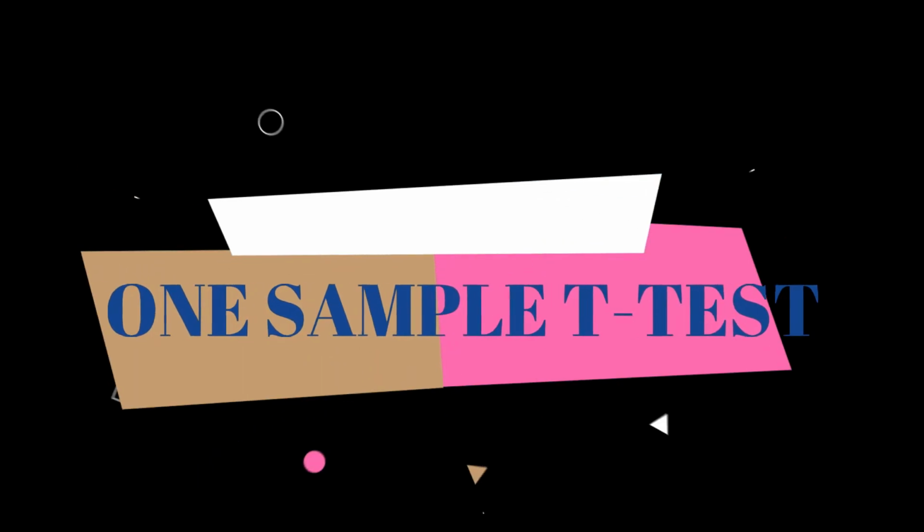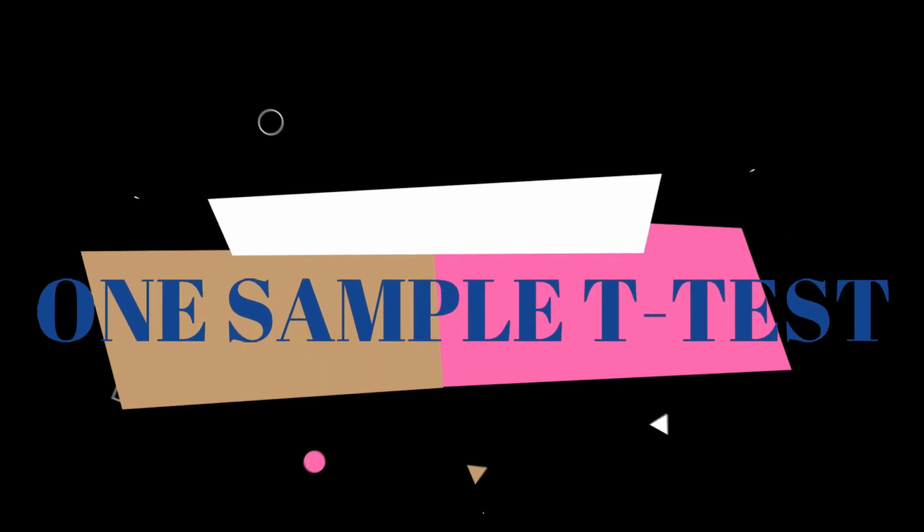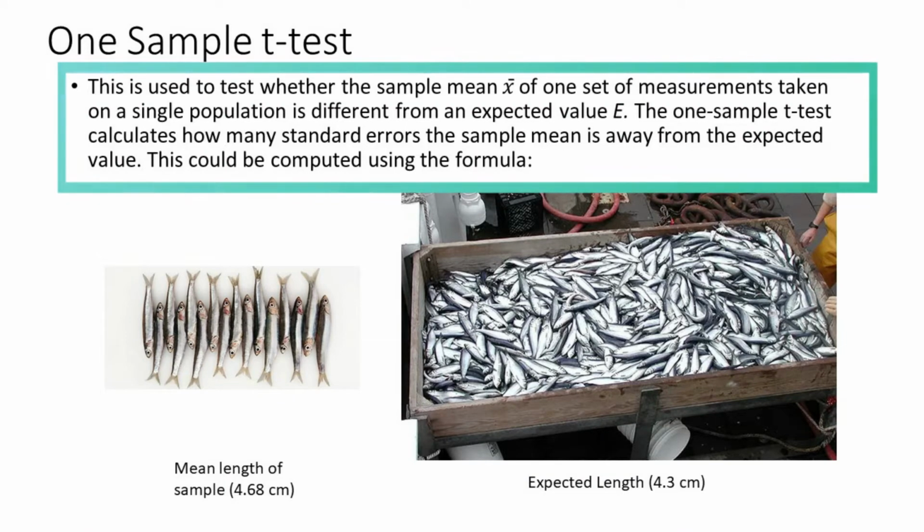Hello everyone. Today we're going to talk about one sample t-test and how to solve this using SPSS. One sample t-test is used to test whether the sample mean of one set of measurements taken on a single population is different from an expected value.